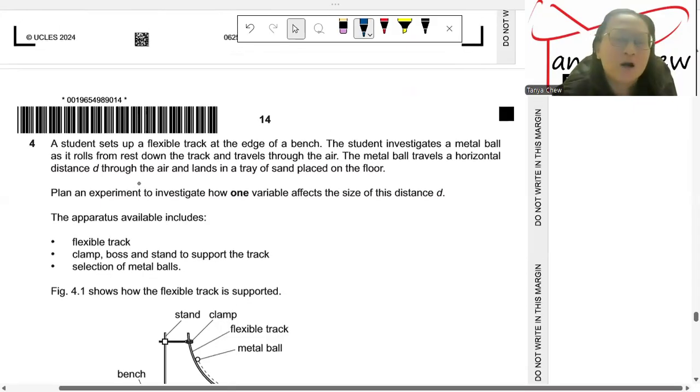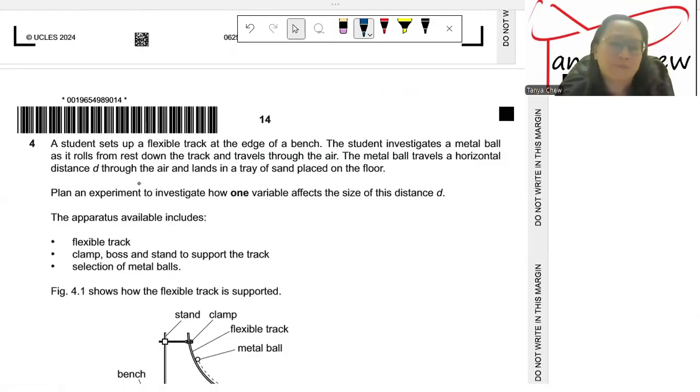Now, question number 4. A student sets up a flexible track at the edge of a bench. The student investigates a metal ball as it rolls from rest down the track and travels through the air. The metal ball travels a horizontal distance d through the air and lands in a tray of sand placed on the floor. Plan an experiment to investigate how one variable affects the size of this distance d.